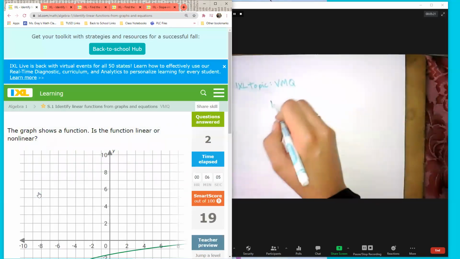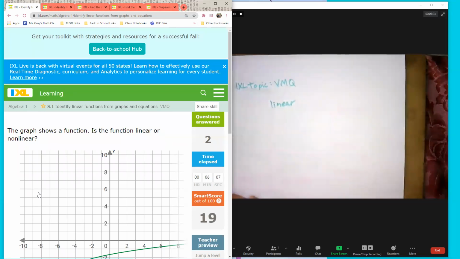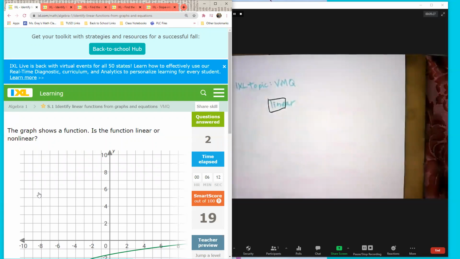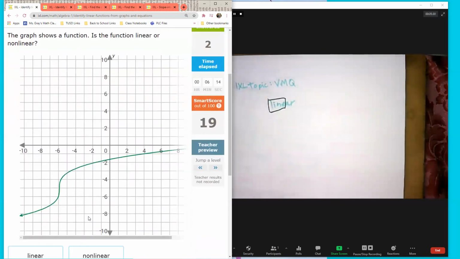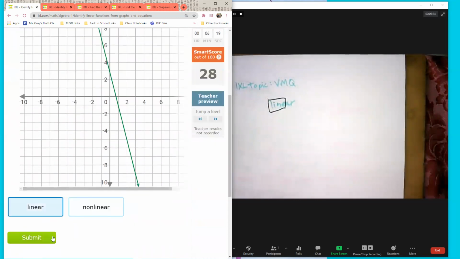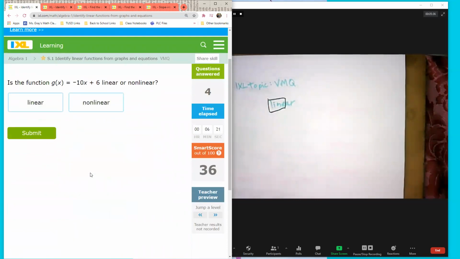Hopefully you figured out that linear has the word line in it. So this is not linear. This is. So it's pretty easy, right?